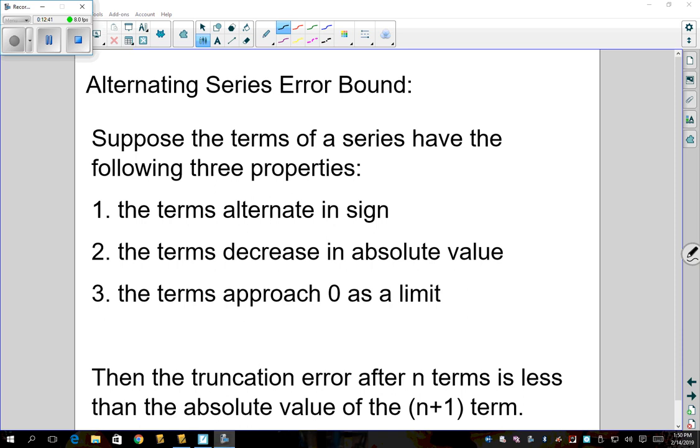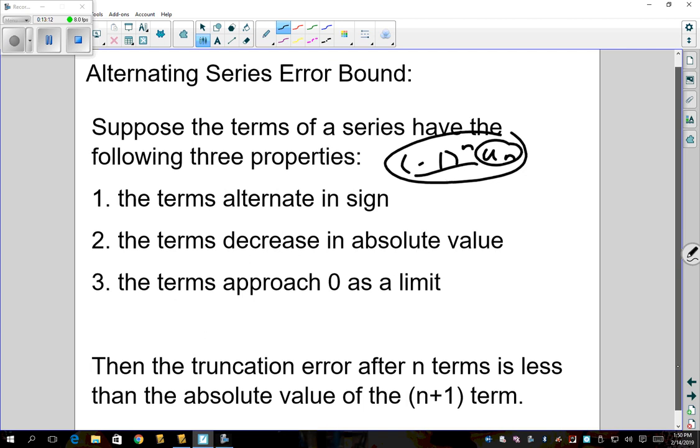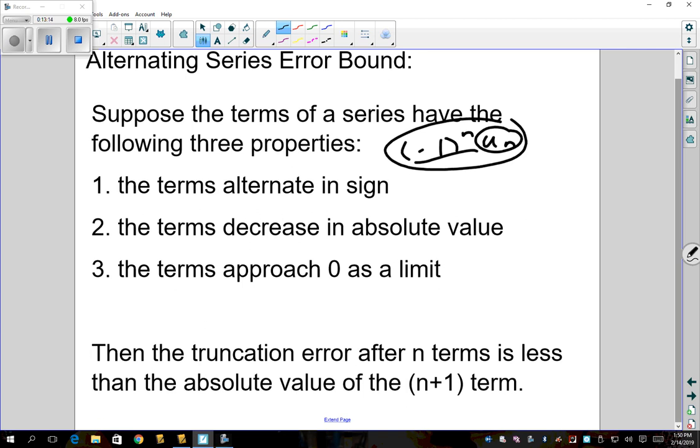So I need to meet all 3 criteria. And I know in the alternating series, we had (-1)^n times u_n. We were mostly focused on u_n, but this is focused on the whole thing. In my entire series, the terms need to alternate in sign, which is generally pretty obvious. And when I take the absolute value of these terms, they need to decrease, and the terms need to approach 0. So it's similar to the criteria we had to meet for the alternating series test.